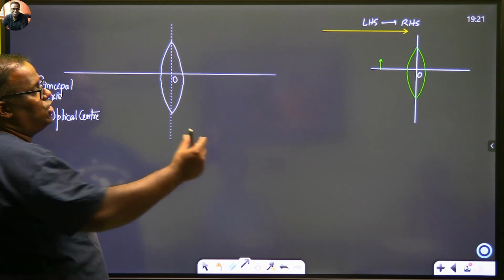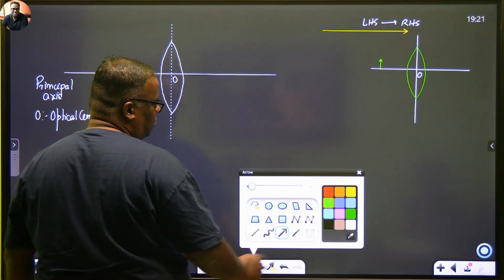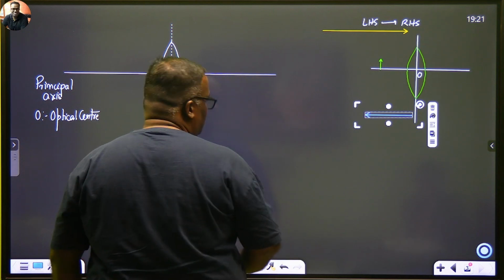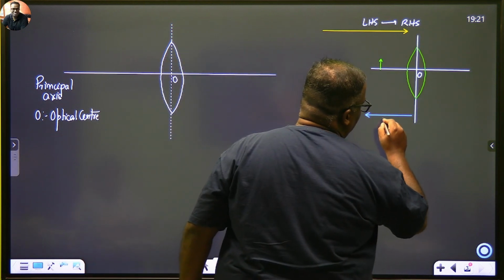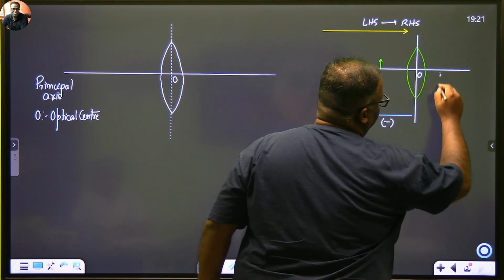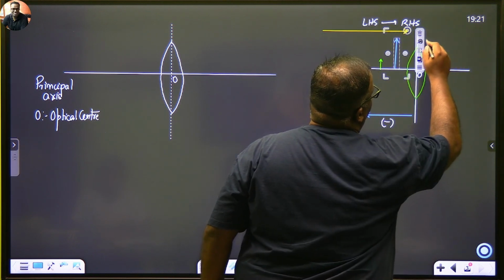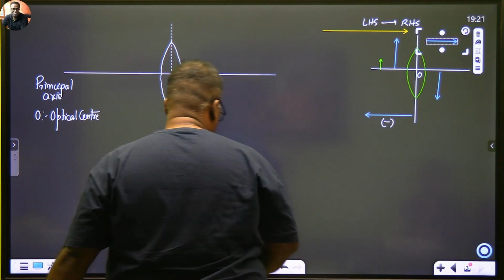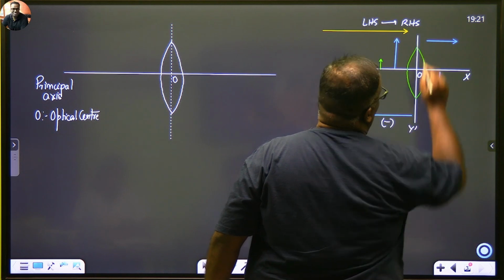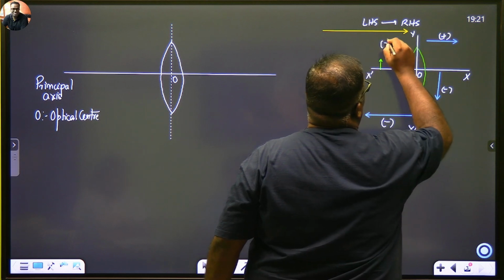All distances are measured from the pole. Not pole, the optical center. All distances are measured from the optical center. What I mean by that is, if you measure a distance this side, then when you do numericals, though you don't have numericals, such values are taken as negative. Right? If you go this side, such values are taken as positive, just in accordance to the x dash o x and y dash o y. This value will be negative, this value will be positive, this value will be negative. Have you understood?